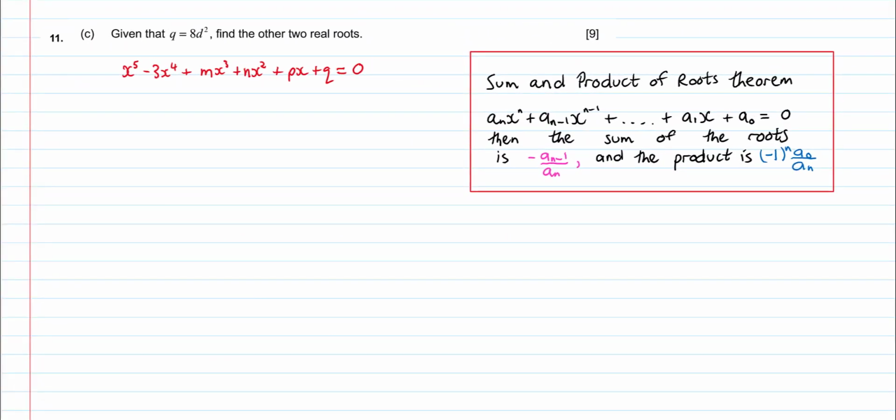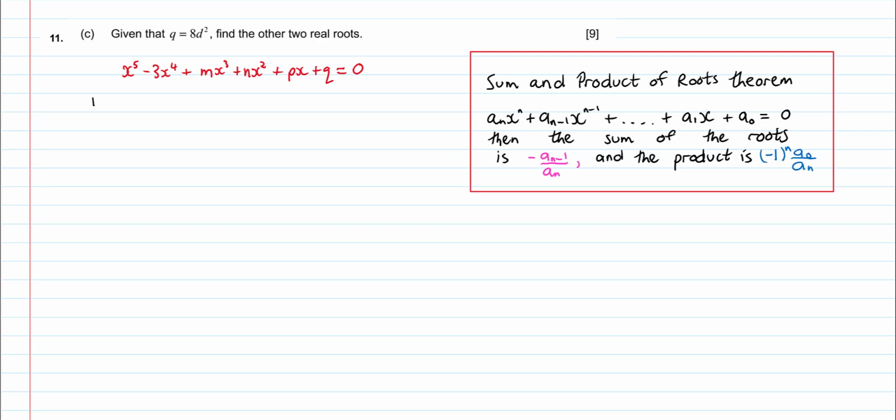Question 11c, given that q is equal to 8d squared, we need to find the other two real roots. So we've got our polynomial written out here in red, and in this red box here, we've got the sum and product of roots theorem. So we're going to need to use that to solve this problem.